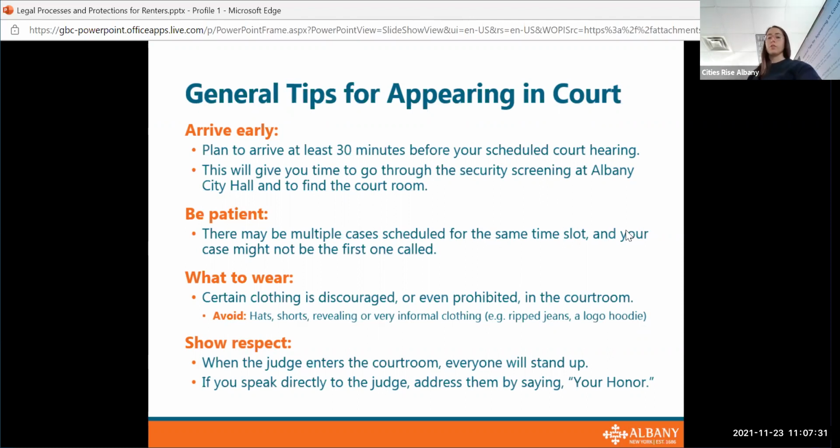You'll also want to be sure that you are showing respect for the court and the judge. So you'll notice that when the judge comes into the room, the court officer will say, "All rise," and everyone will stand up. That's a way of showing respect to the judge. And if you do speak to the judge directly, you can address them by saying "Your Honor" or "Judge."